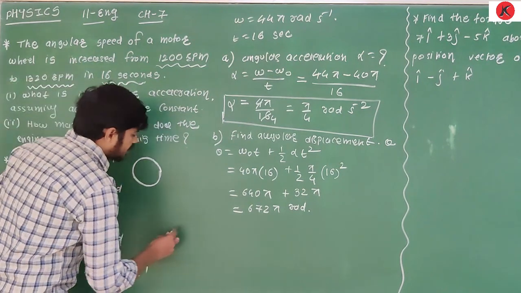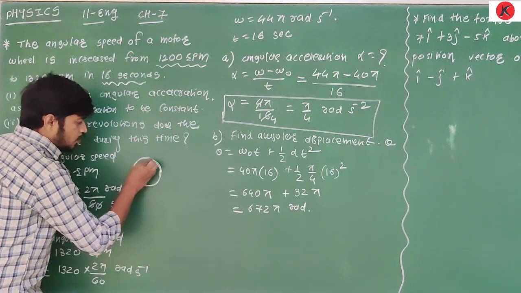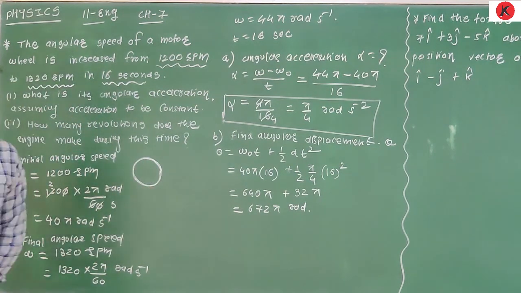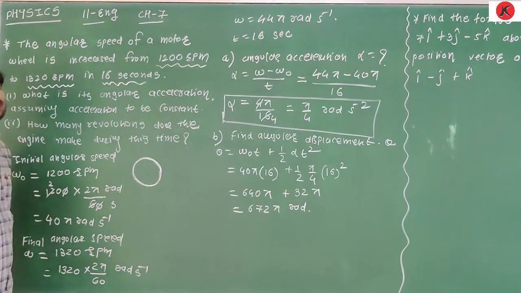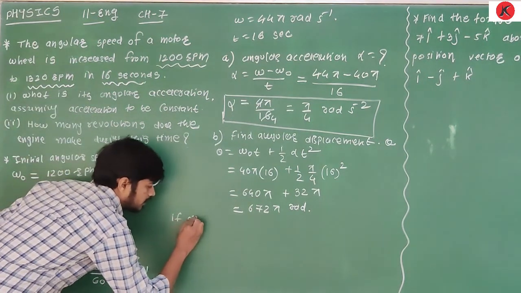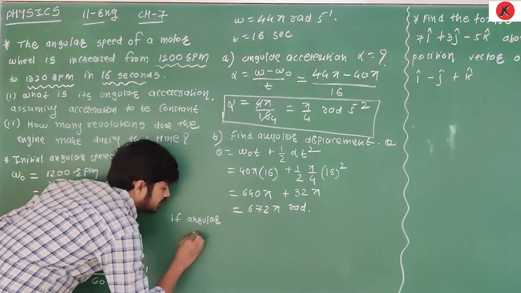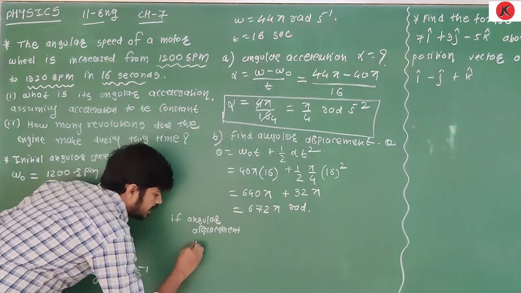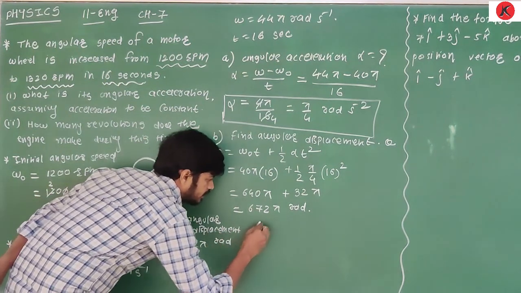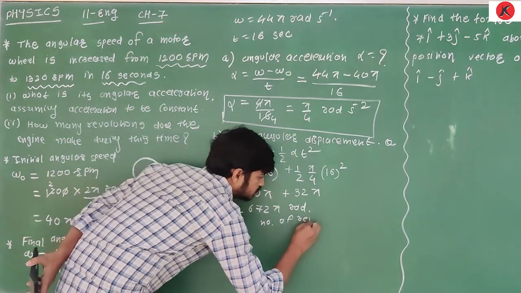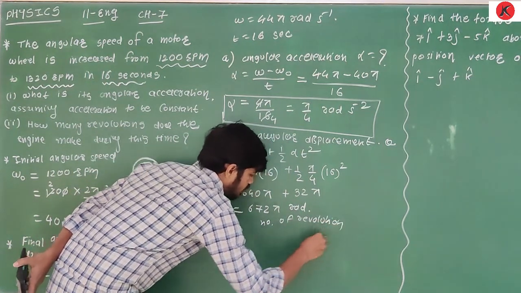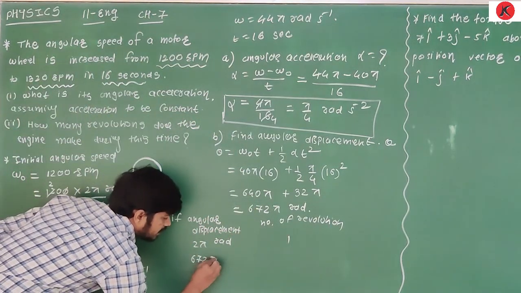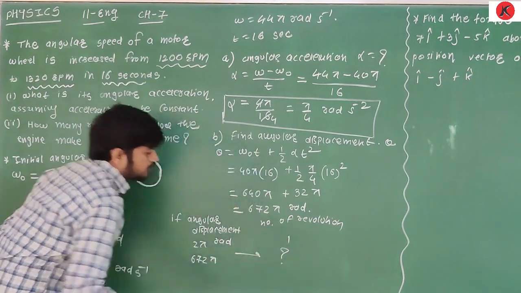Now how to make addition? See, for one revolution, angular displacement is 2 pi. So I can write the reverse statement. If angular displacement is 2 pi radian, number of revolution is 1. Here angular displacement is this 672 pi. Then for that, what is number of revolution?